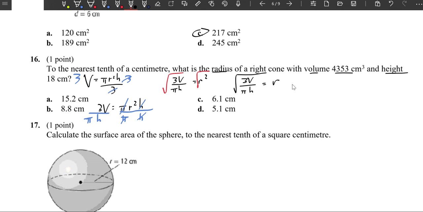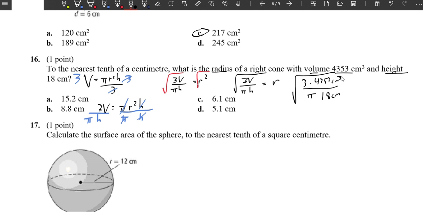So I can plug in the numbers that they gave me. So this is the root of 3 times the volume, 4,353 cubic centimeters, over pi times h, which is 18 centimeters.